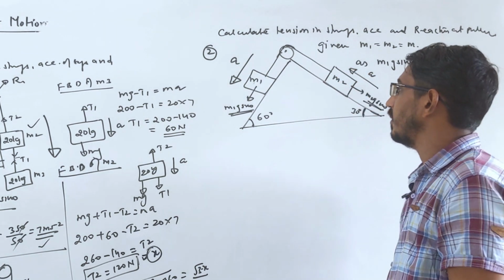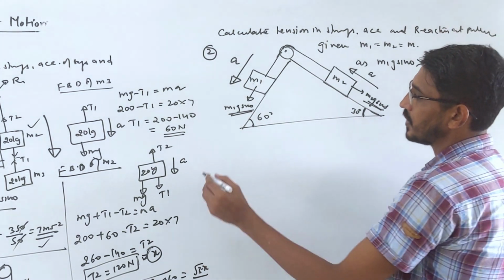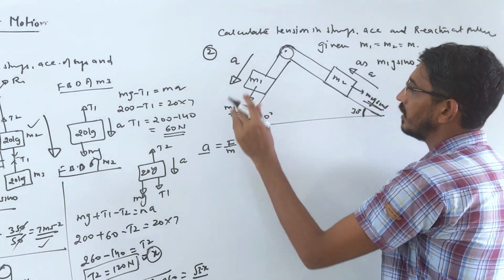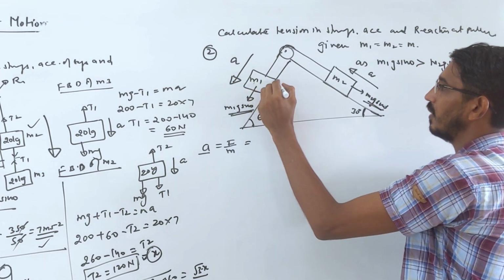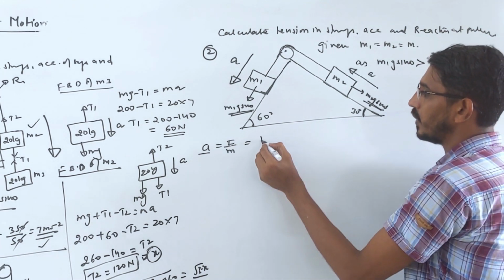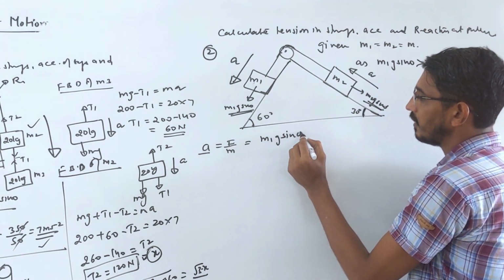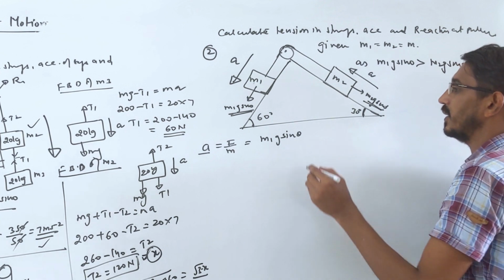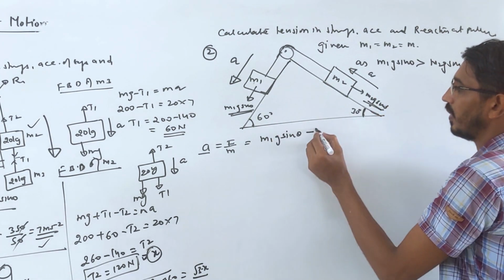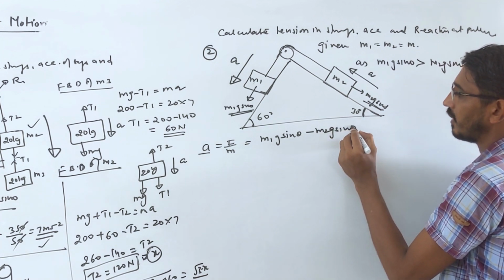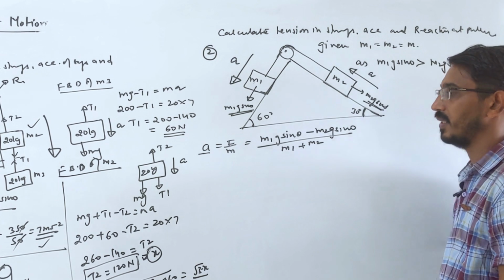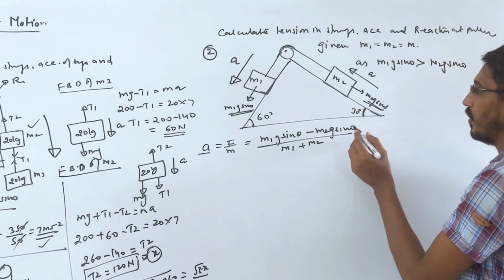Yes. Now let's calculate the acceleration of the system. What is acceleration? a, same formula, net force by total mass. The weight component of this block is trying to move the system down. So what is the answer? m1g sine theta, minus this weight which is opposing, so it becomes m2g sine theta, divided by m1 plus m2, correct, yes. We just have to put values here.